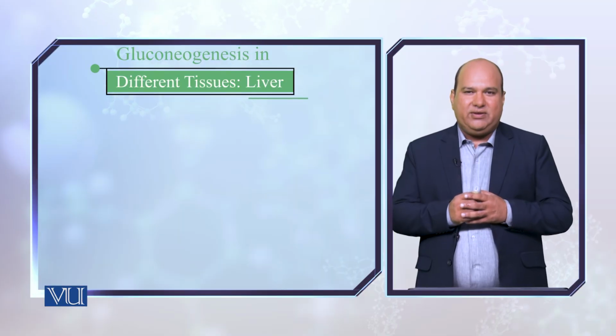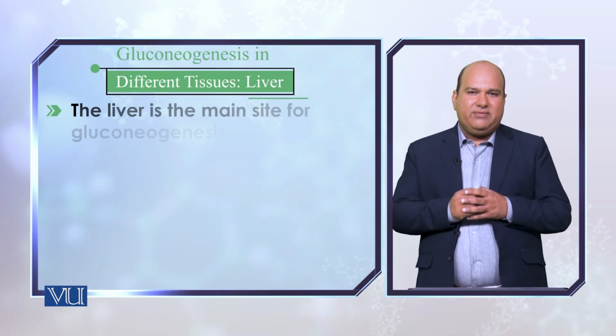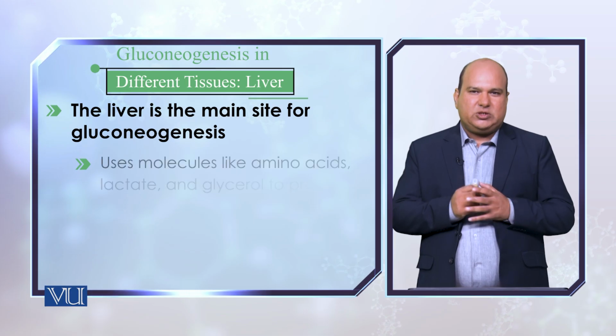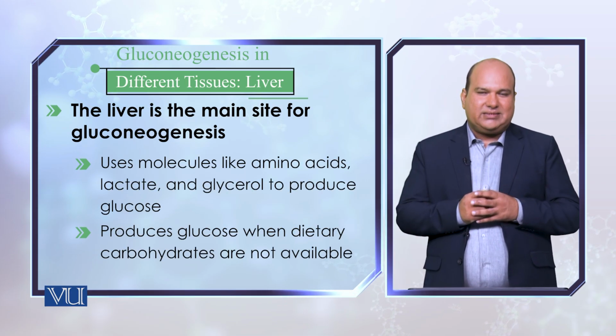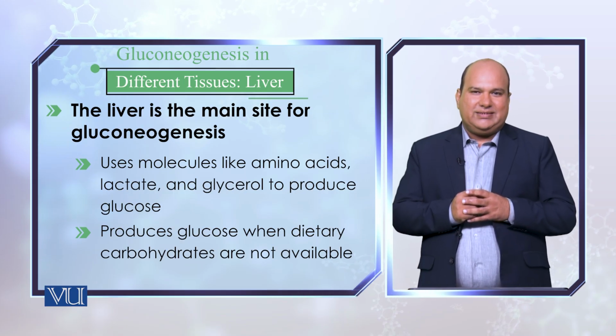Now, guys, let's talk a little bit about in what sort of tissues gluconeogenesis takes place, and I am sure it won't be very difficult for you to guess which organs are most involved in the process of gluconeogenesis. Yes, you are right. First of all, it is the liver. Actually, it is the liver which is most responsible for this process. It is the main site for gluconeogenesis.